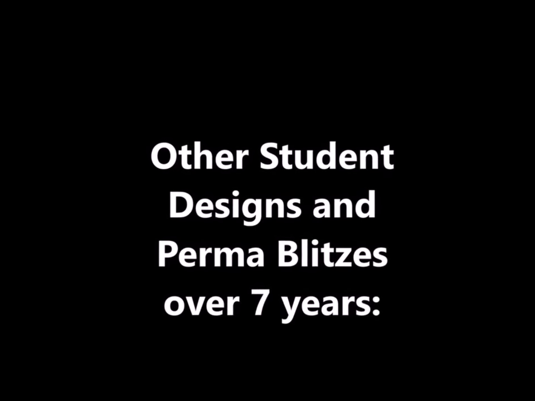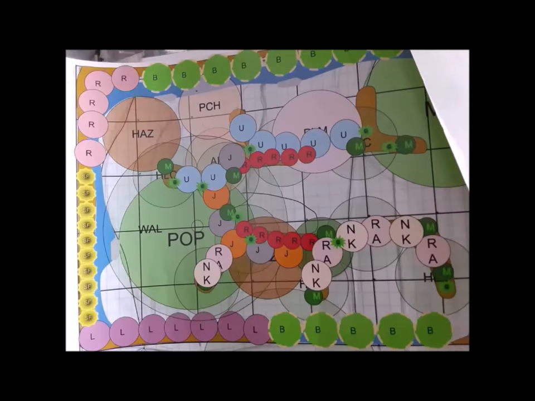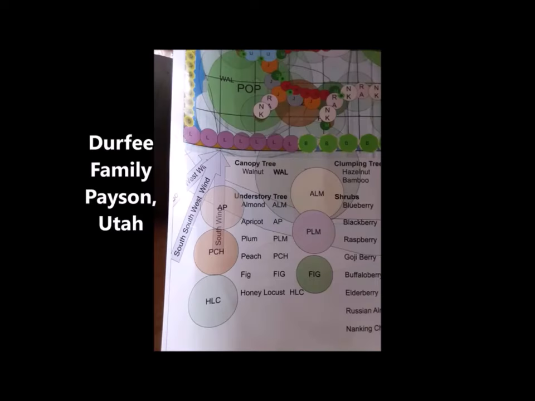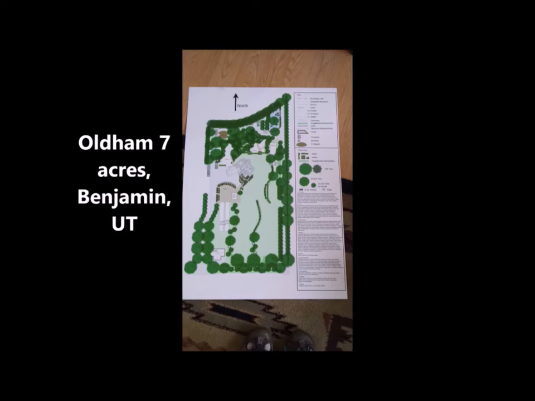Here's just a few of our other students' designs over the last 7 years. This is a simple backyard that Bob designed with water catching off his roof. He'd like to get it off the street. And then his guilds that he put in. This is the Oldham 7 acres in Benjamin, Utah. They would like to have a store to sell all the varieties of berries.